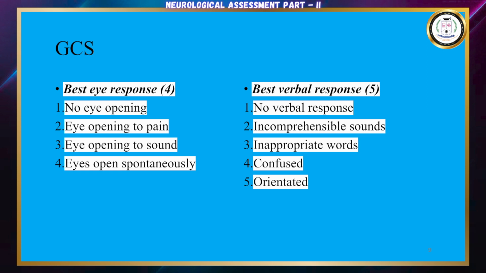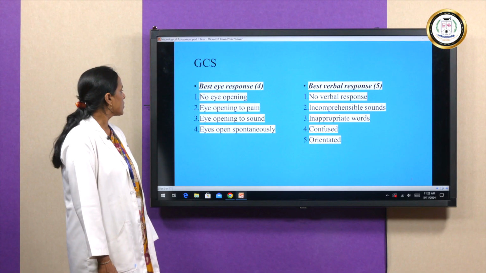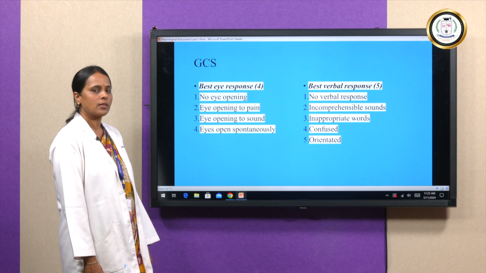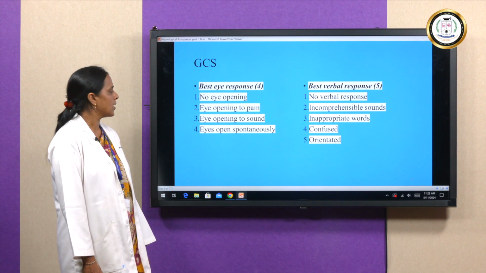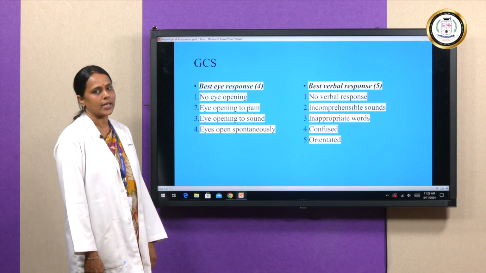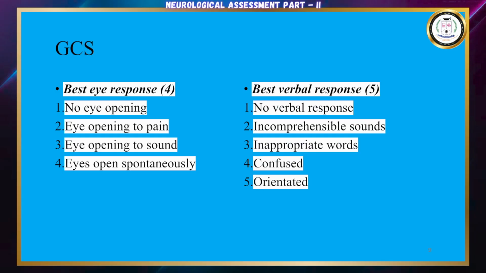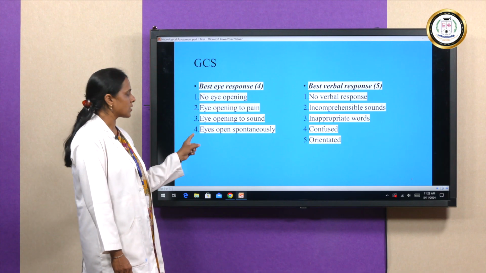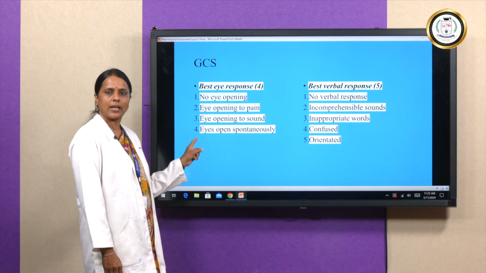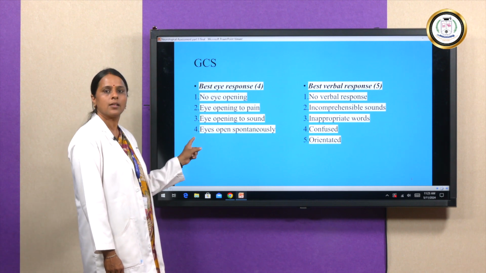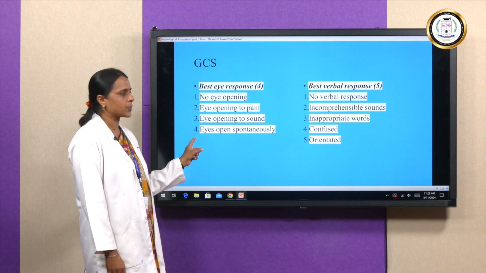We will be checking for the best eye response, which has a score of 4. So, first is no eye opening, second is eye opening to pain, third is eye opening to sound and fourth is eye opens spontaneously. So, if the patient is having no response, the patient is not able to open the eyes, we will give them 1. If the patient is able to open the eyes properly, it is 4. So 1 is the worst, 4 is a good or normal response.